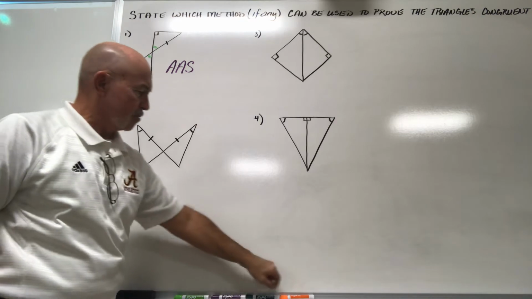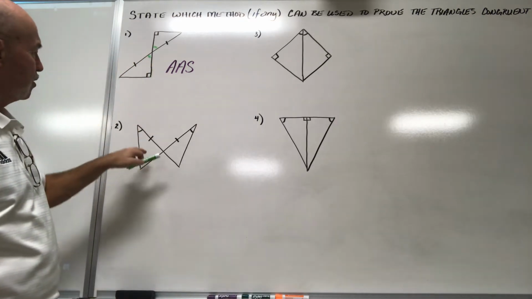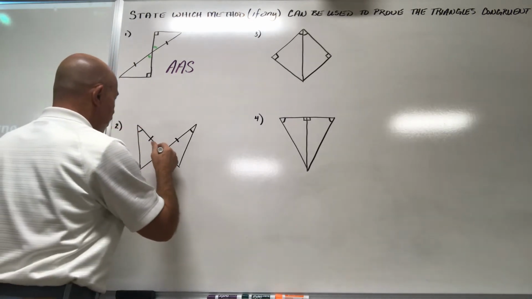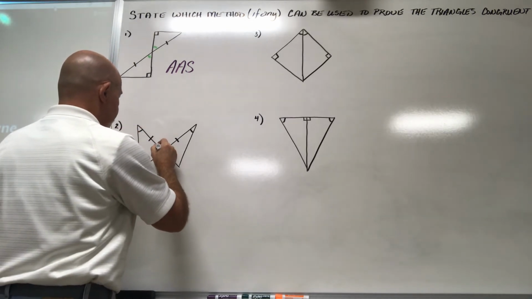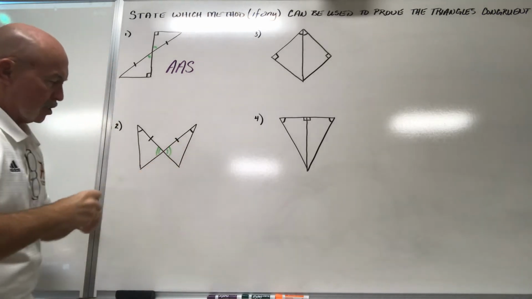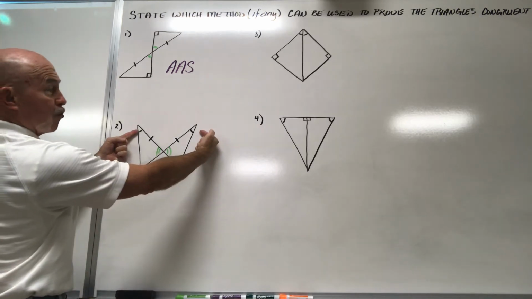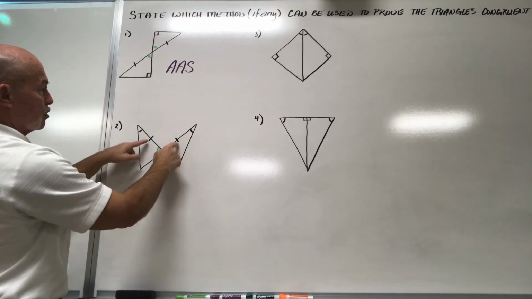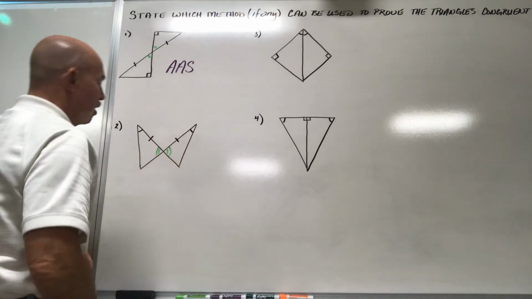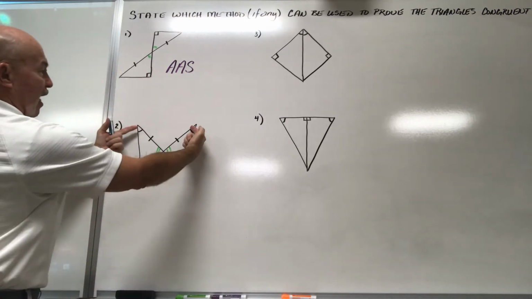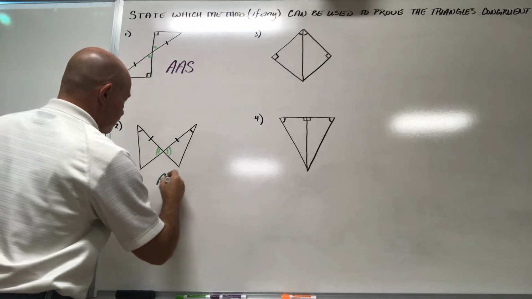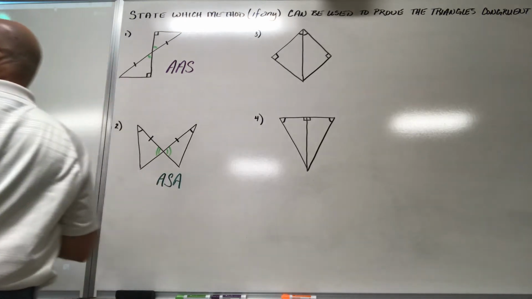Okay, we move down here. I've got another pair of vertical angles. So we're just going to mark it right now. Let's look at what we've got. A pair of corresponding congruent angles. Sides, corresponding and equal, another pair of angles. Angle, then the side, then the angle.